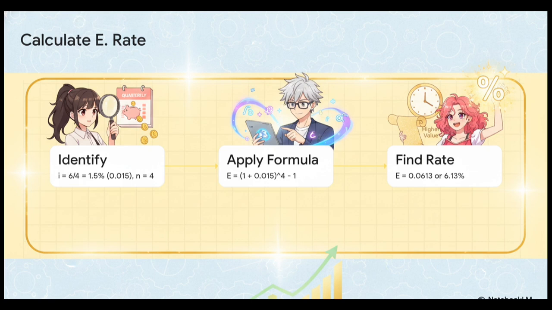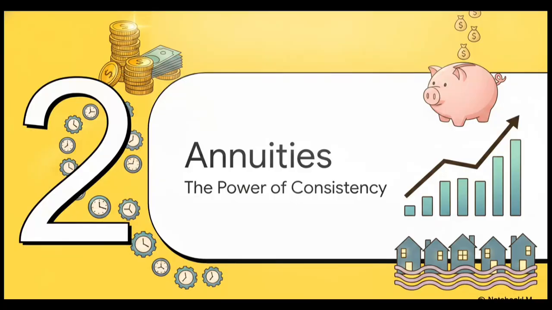Now listen up, because here is a really handy calculator trick for you. On your calculator, type 1.015. Press the multiply sign just once, then press the equals button exactly 3 times to get that power of 4. Subtract 1 and boom, you get 0.0613. Which literally means your 6% nominal rate magically became a 6.13% effective rate. See the difference? All right, moving on to Section 2, Understanding Annuities, the Power of Consistency.